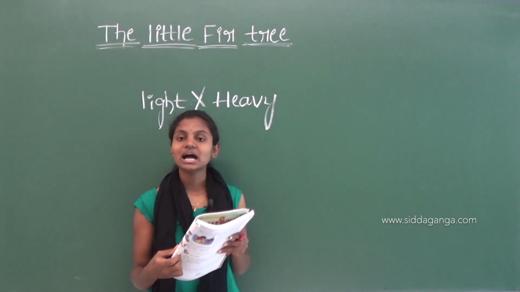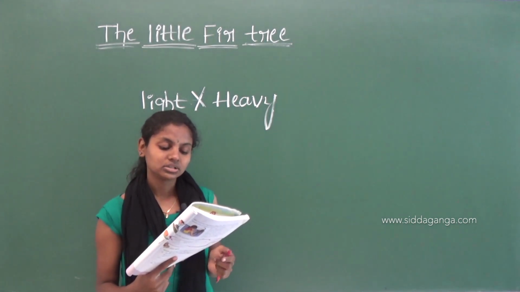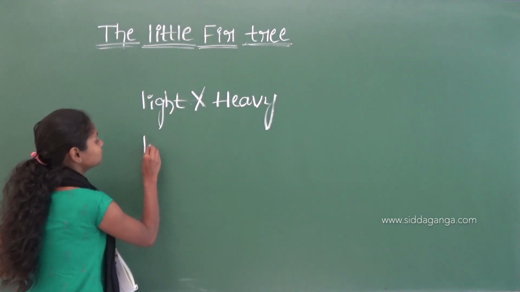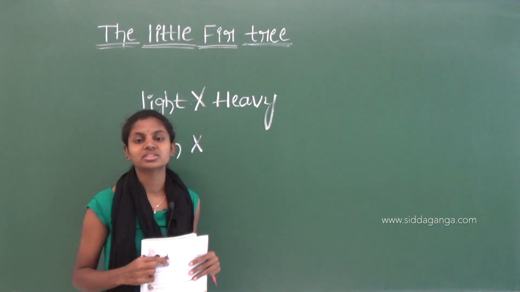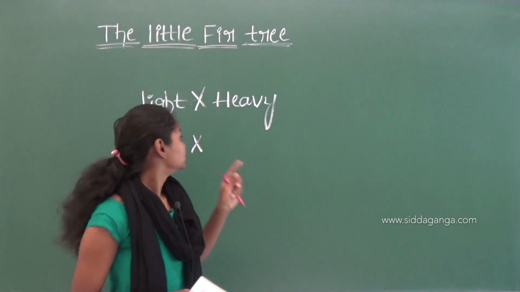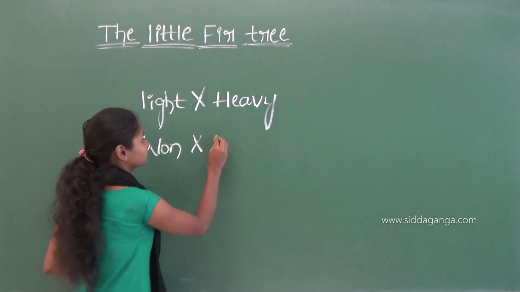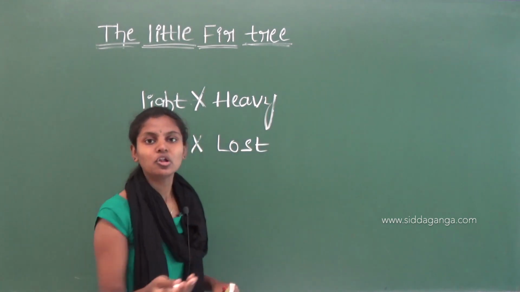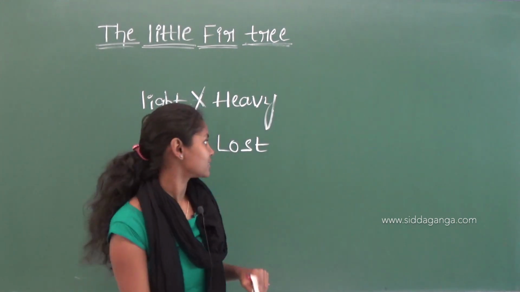Second one, Reena won the race. Here, in this sentence, the circled word is won. So, you have to find the opposite word for won. What is the meaning of won? Won means win, to win. So, the opposite word for won is lost. Understood? Lost means to lose. So, the sentence is Reena lost the race.